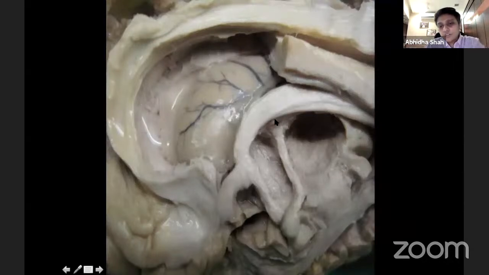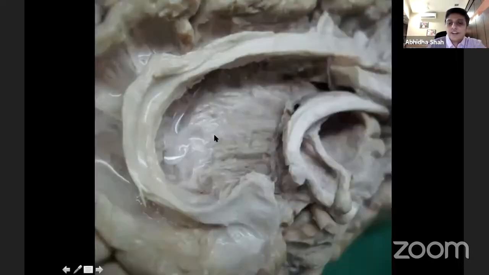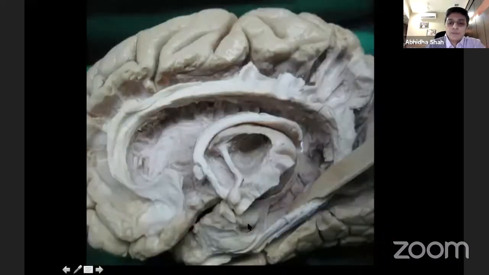I've cut the corpus callosum and you can see the caudate head. So this region, you can see the fornix, which is ending in the mammillary body, mammillothalamic tract, anterior nucleus of thalamus. To trace the connections further, I have removed the caudate head, and you start seeing the anterior thalamic radiation as they join the cingulum. And now you can see the whole Papez circuit.